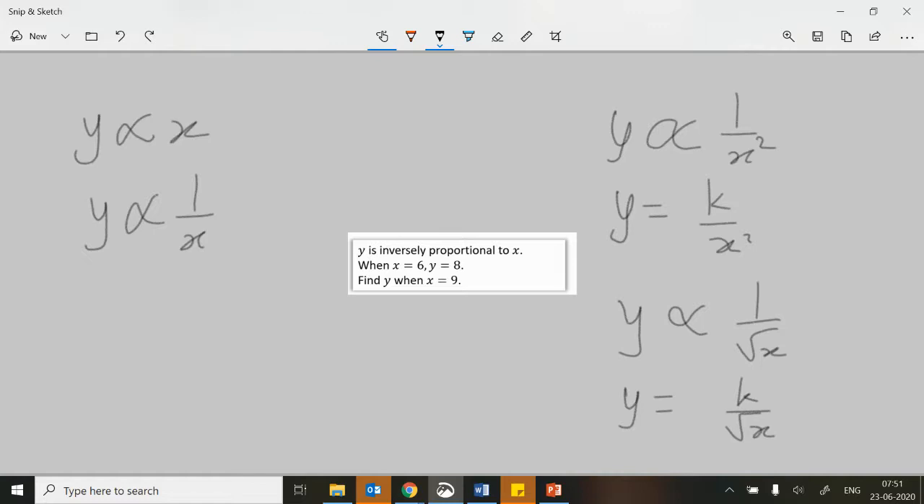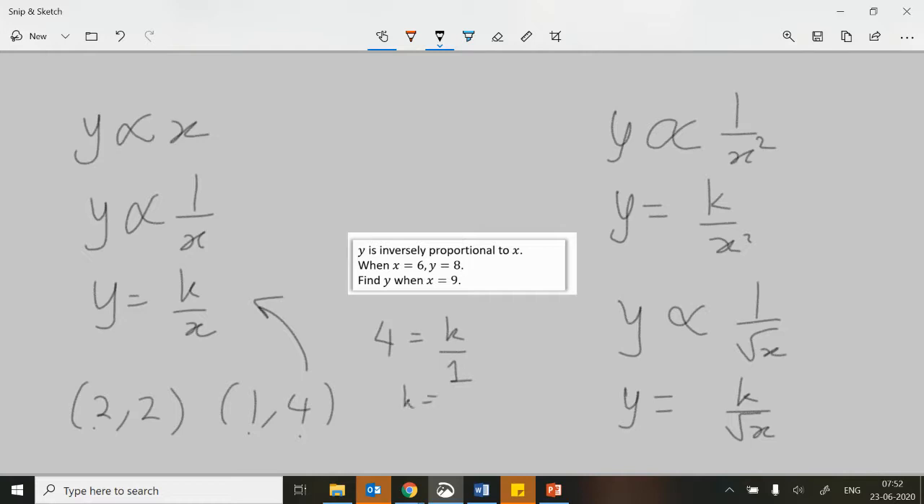So for example, let's just go back to that case where we had y equals k over x. And I said, well, look, here's a couple of coordinate points here, which would work. Okay, now both of these times together to give you 4. We can substitute one of those coordinate points in if we want to. So let's put in this coordinate point. So we have 4 equals k over 1. k is equal to 4. Okay, so our relationship then becomes y equals 4 over x. That's the formula.